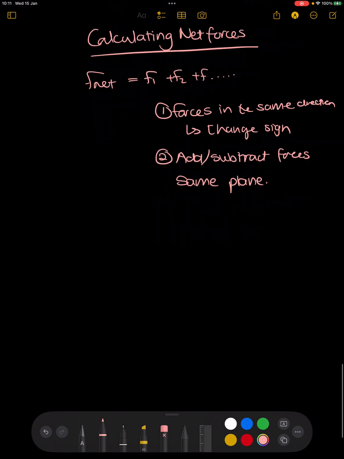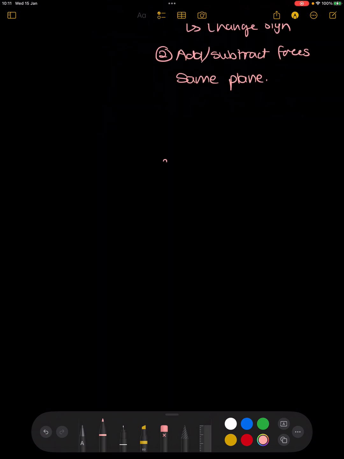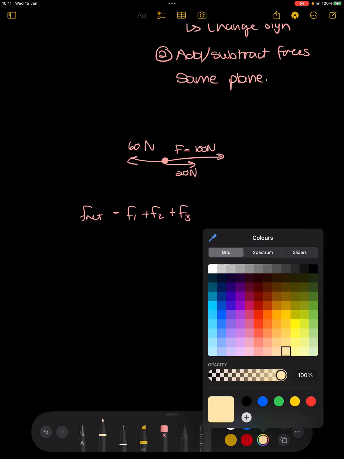So what do I mean by that? Let's say this is a box, and I have a force going in this direction, and a force going in this direction, and another one going in that direction, and this force is 100 newtons, this one is 20 newtons, and that one is 60 newtons. In order to calculate my F net, I'm going to say F1 plus F2 plus F3, and then I have to pick a direction.